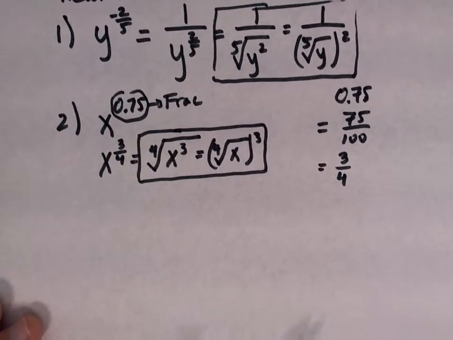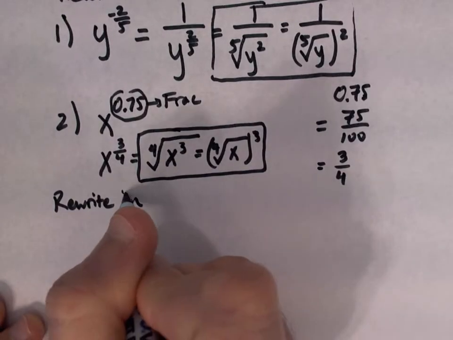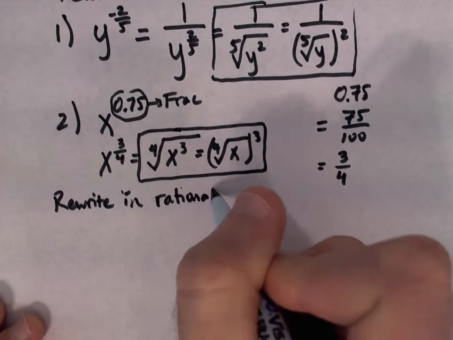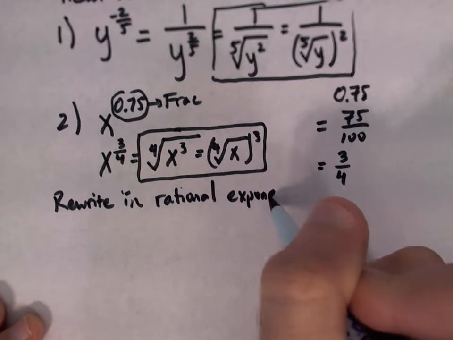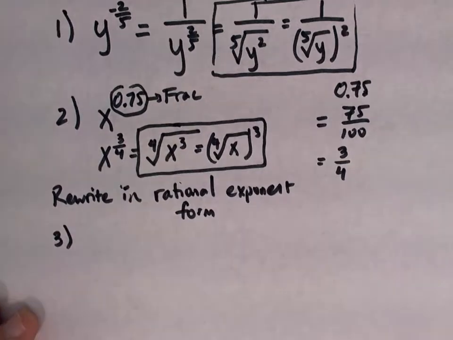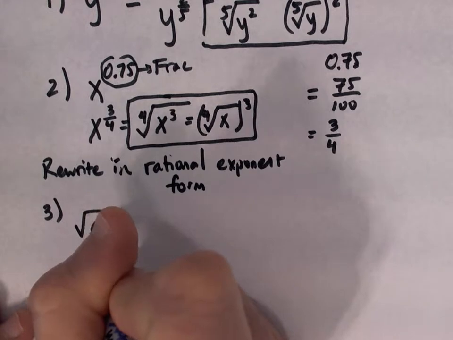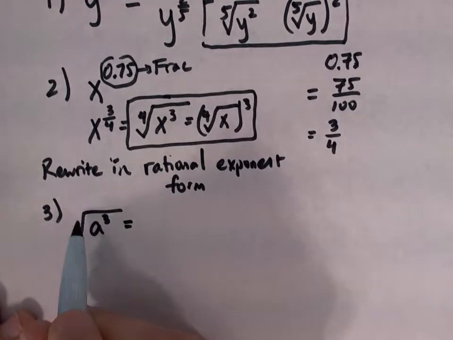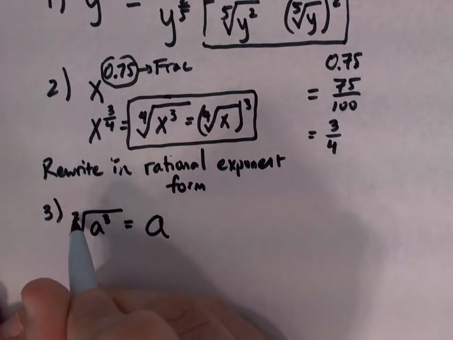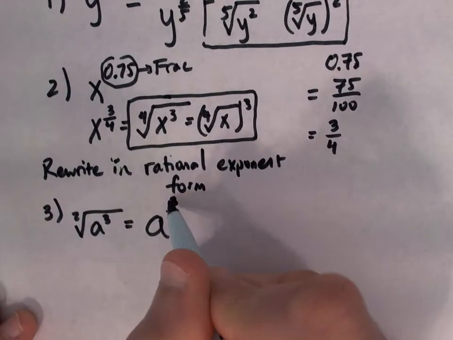Let's rewrite now in rational exponent form. Okay, so we're going to go the other way. So let's say I start off with something like the square root of a cubed. Well, I know that this is a 2 here. It's a square root. So I'm going to have a to the, the type of root always goes underneath. So it's going to be a to the 3/2.